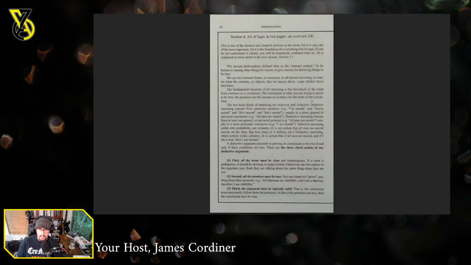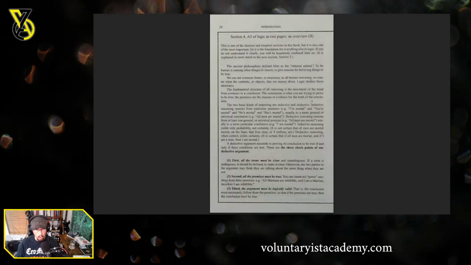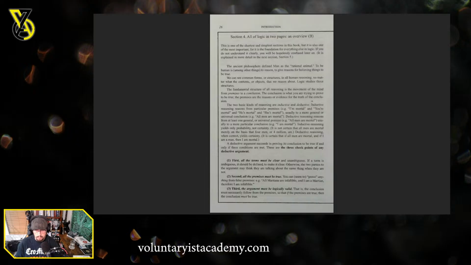The 2 basic kinds of reasoning are inductive and deductive. Inductive reasoning reasons from particular premises, e.g., I'm mortal, and you're mortal, and he's mortal, and she's mortal, usually to a more general or universal conclusion, e.g., all men are mortal. Deductive reasoning reasons from at least one general or universal premise, that all men are mortal is the example, usually to a more particular conclusion, example, I am mortal.